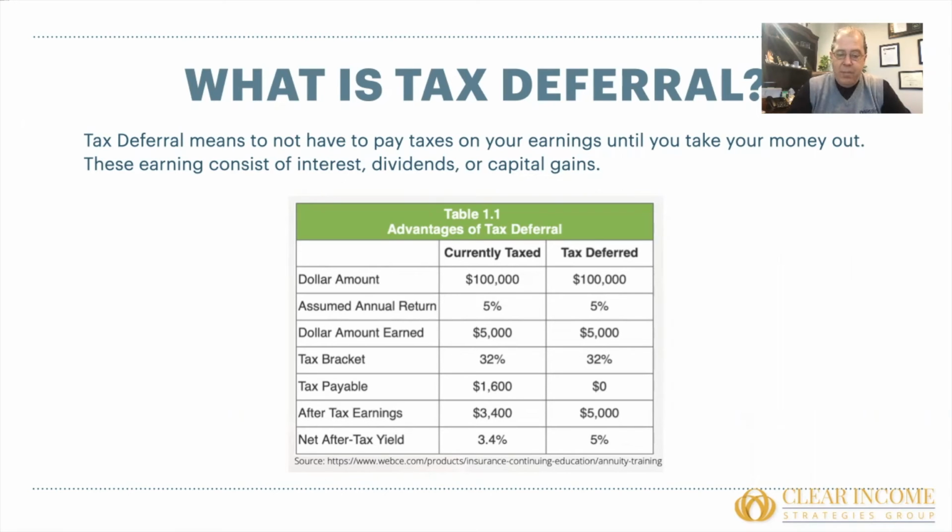Here's a little chart from WebCE. It's like you had $100,000 versus taxes. You had an assumed rate of 5%. You earned $5,000. Let's say you're in a higher tax bracket of 32%. You didn't have to pay taxes on it. Boom. After 1 year, just 1 year, you have $5,000 still in that $100,000. Whereas in the taxable account, you're at $3,400. You've just lost $1,600 of money that you can keep earning interest on.